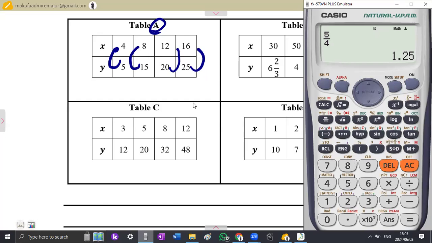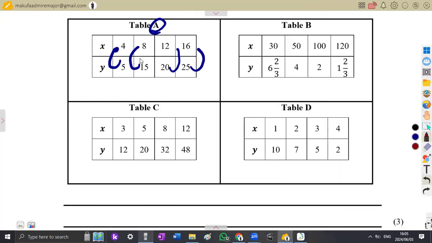Okay, let's divide the next one. 15 divided by 8, which is 1,8. Just that these two are different. Move on to another one. We are supposed to have exactly the same value throughout. So this is totally different.